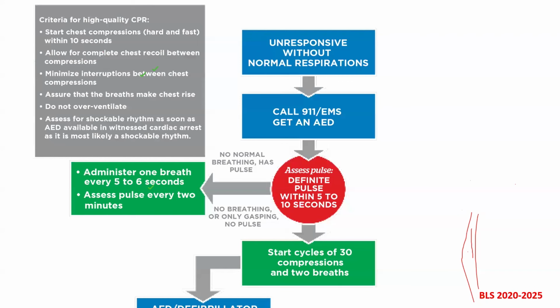shockable rhythm in adults. So when you see the patient unresponsive without normal respirations or with agonal respirations, call 911 in the United States, or whatever the number is in your area, and get an AED. Assess the pulse within 5 to 10 seconds, administer one breath every 5 to 6 seconds, assess the pulse every 2 minutes, and start cycles of 30 compressions and 2 breaths.